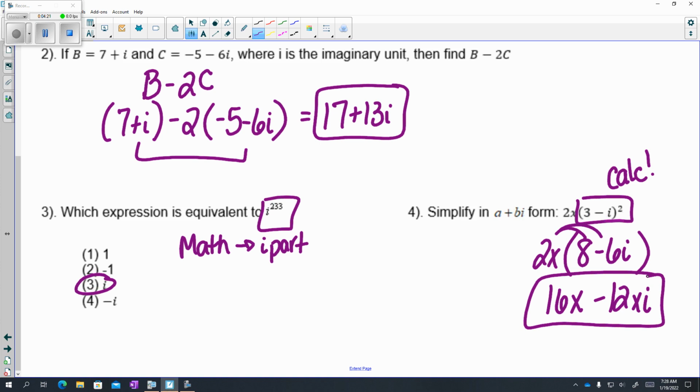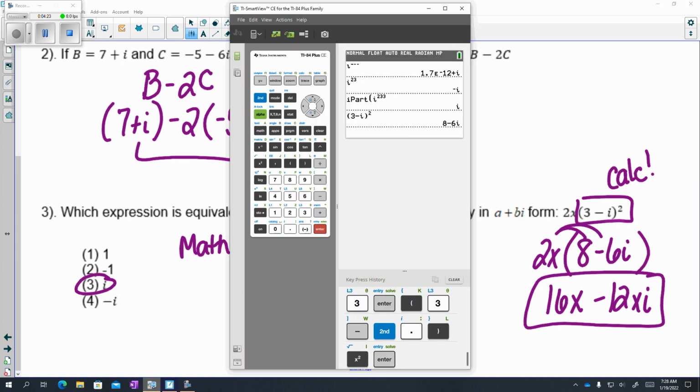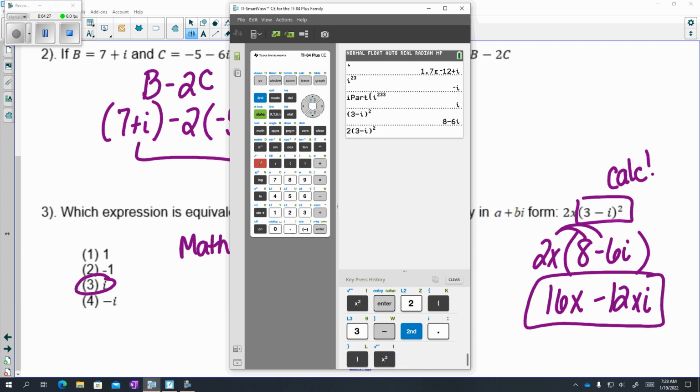But like I said, you could have put in the 2 if you wanted to. So if you put in 2 times (3 minus i) squared, then you would only need to distribute the x in. You end up with the same answer of 16x minus 12xi.